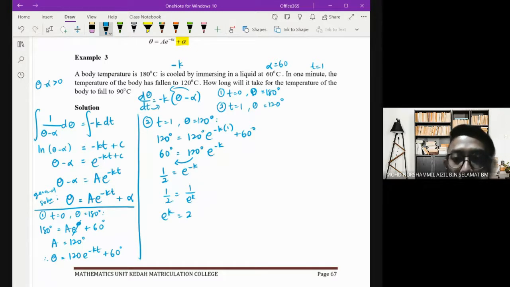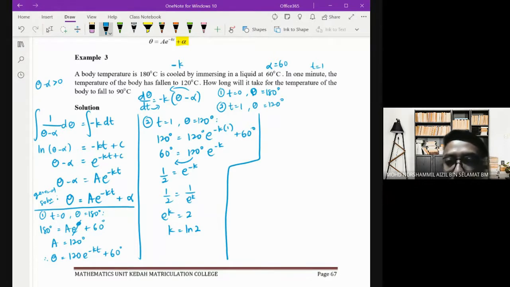So add on ln both sides. So k equals to ln 2. So our particular solution now becomes theta equals to 120 exponential negative t ln 2 plus 60. We obtain the particular solution already.